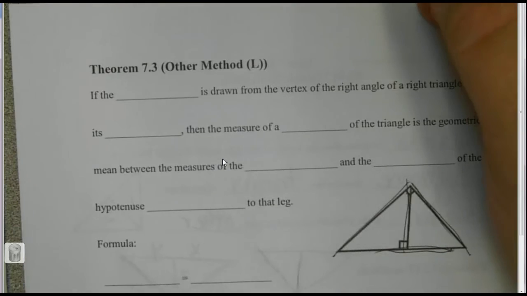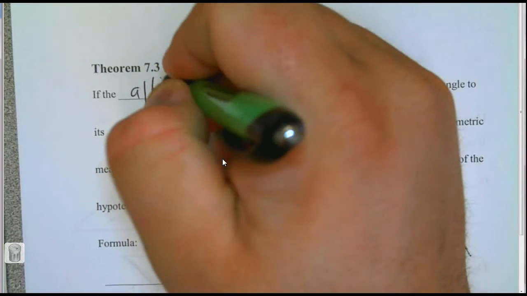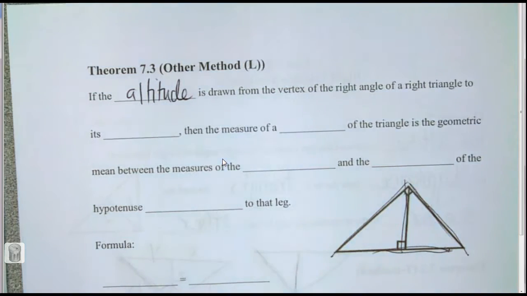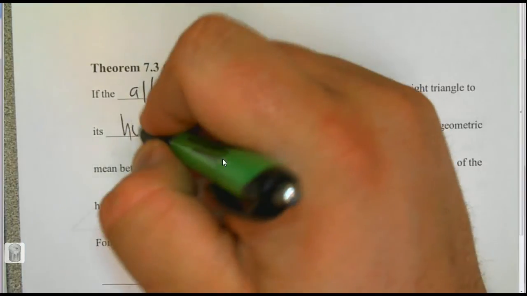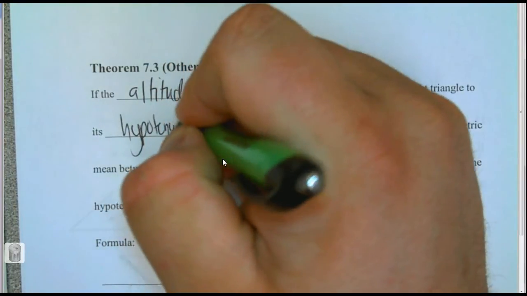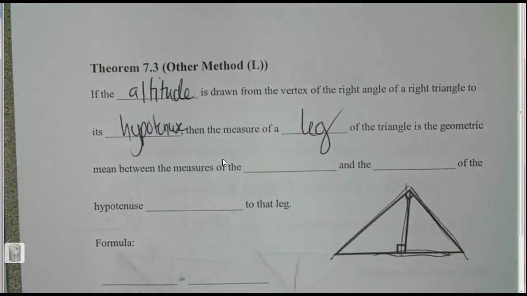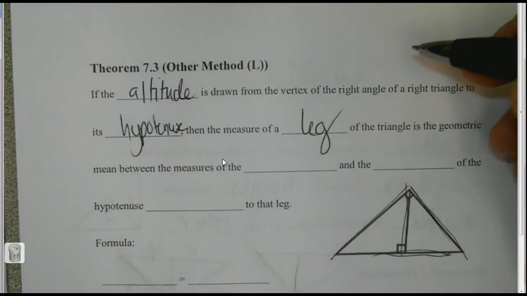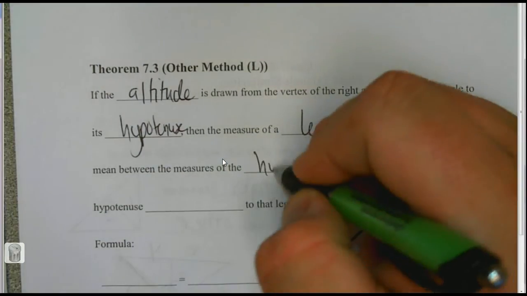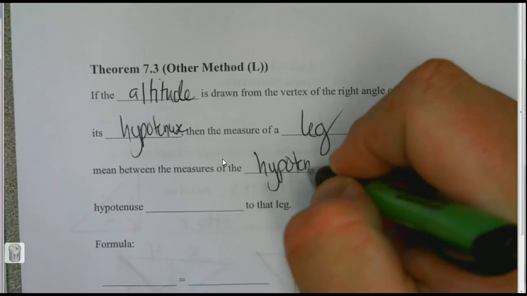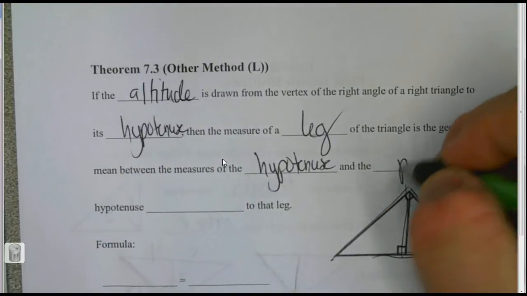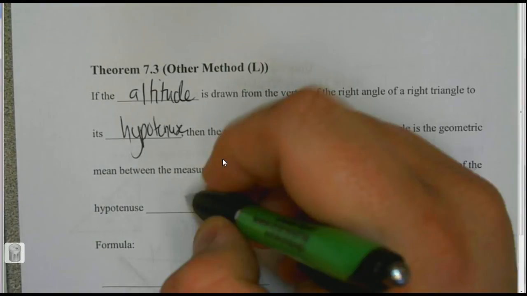So if the altitude is drawn from the vertex to its hypotenuse, which it is, then the measure of a leg of the triangle is the geometric mean between the measures of the hypotenuse and the part of the hypotenuse that's adjacent to the leg.